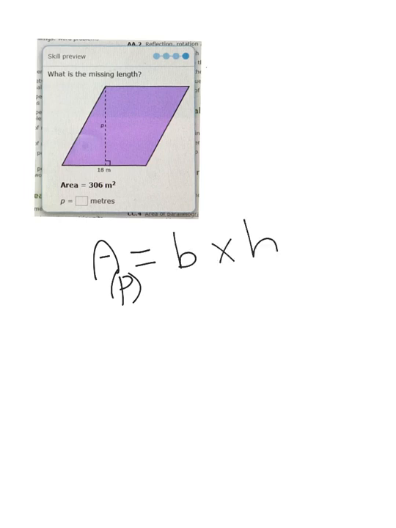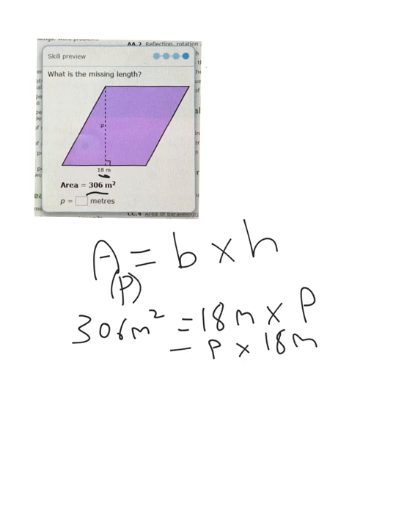So we have our base here, 18, and we have our area. So I'm going to plug those numbers into our formula. 306 meters squared equals 18 meters times height. So we're solving for height. If we want, we could just say it's base times P, because we're solving for P. I'm going to switch those around just so it's easier to divide by 18. 306 meters squared equals P times 18.